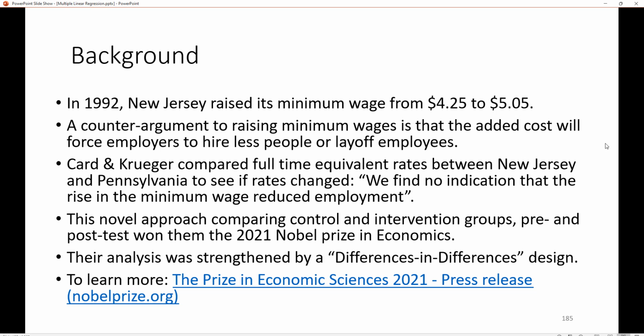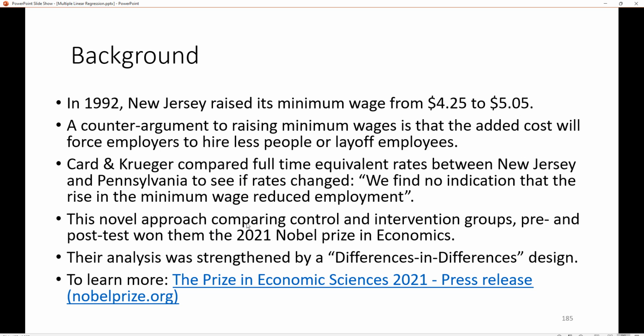So here's the background on the study. In 1992, New Jersey raised its minimum wage from $4.25 to $5.05. A counter-argument to raising minimum wages is that the added cost will force employers to hire fewer people or lay off employees. Card and Krueger compared full-time equivalent rates between New Jersey and Pennsylvania to see if rates changed. Their conclusion was that we find no indication that the rise in the minimum wage reduced employment.